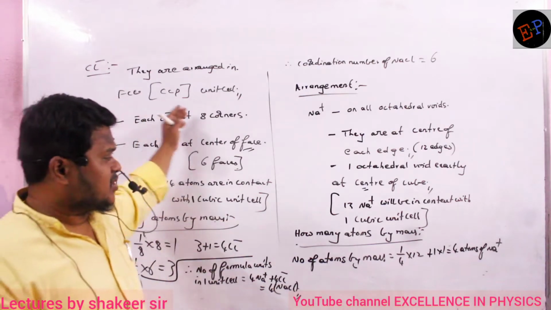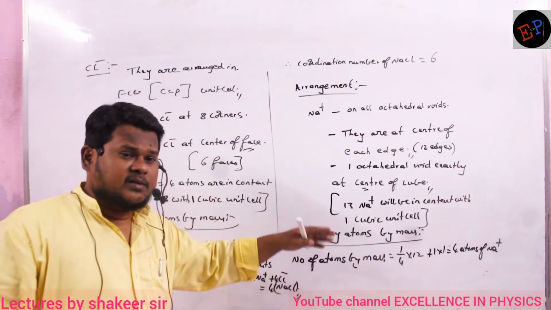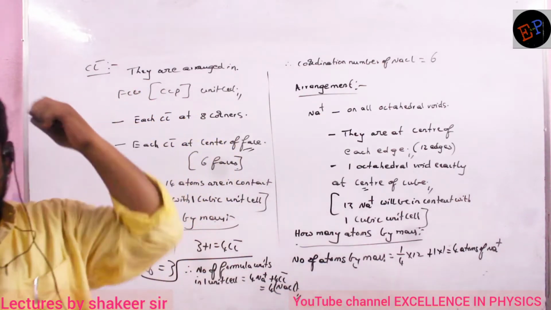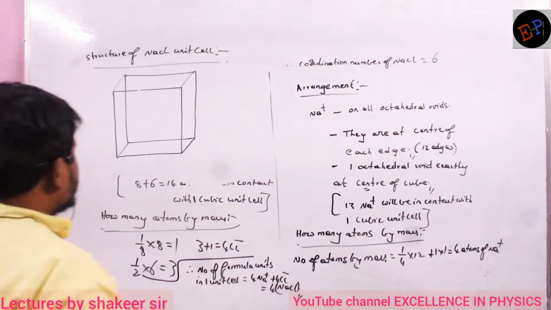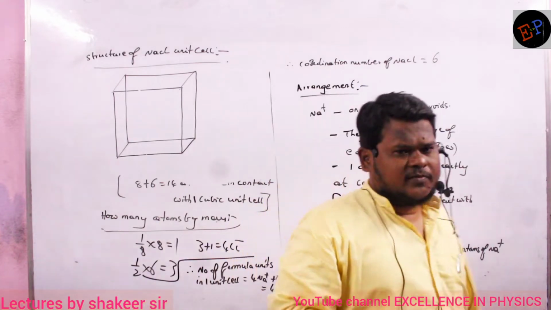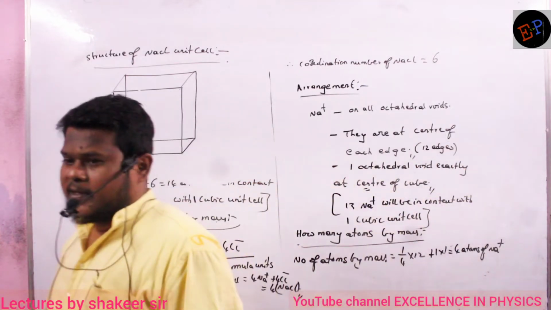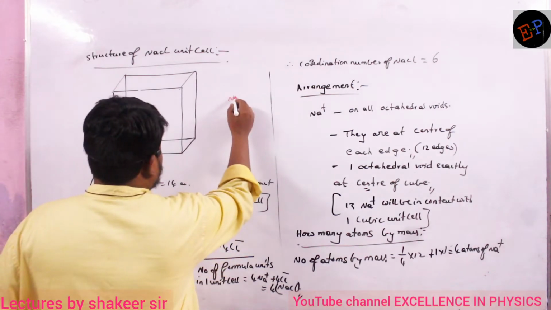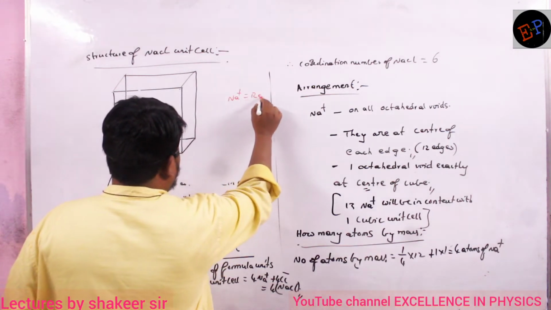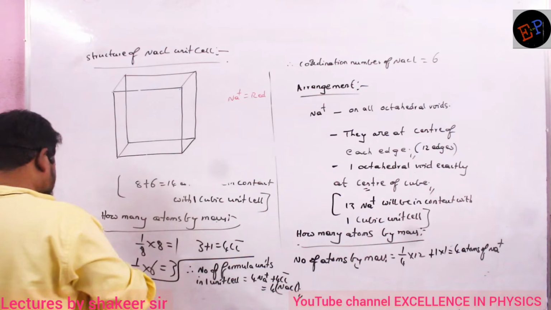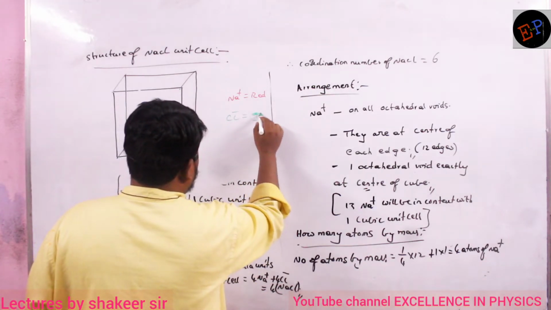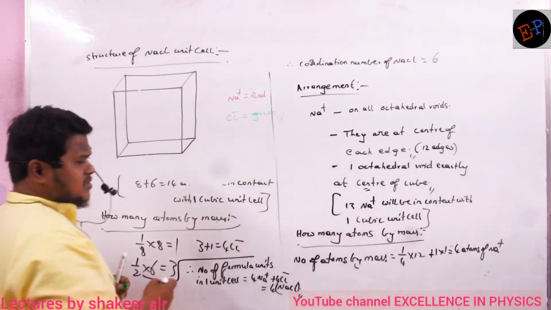I will discuss all the possible models for NaCl. Then you apply the same models for other crystals also. Are you able to understand? Okay. See the structure of NaCl unit cell. First of all, we will identify Na plus ions. Here Na plus ions will be indicated by red color and Cl minus ions will be represented by green color. Are you able to understand?